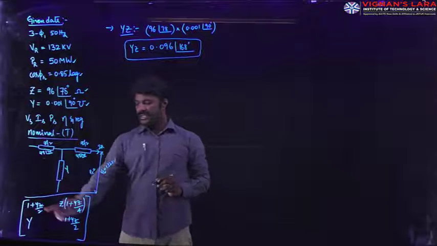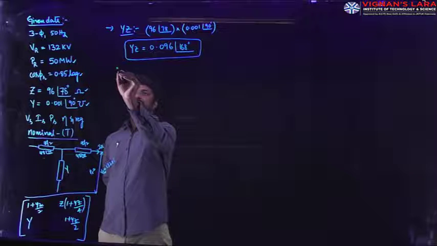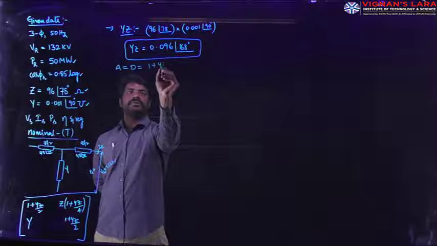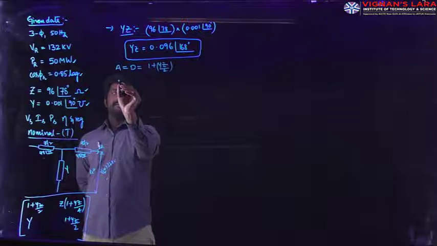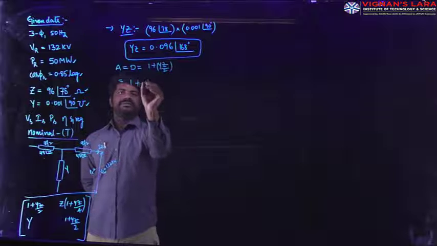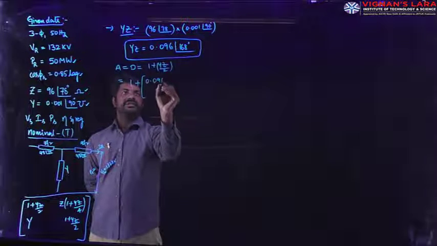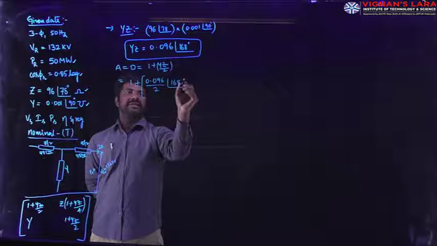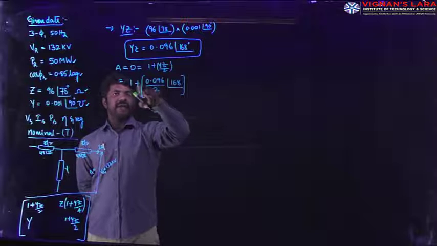So since A is equal to D, I won't bother about the D value. Let me calculate the first two constants, A is equal to D, which is equal to 1 plus YZ by 2. Then which is equal to 1 plus, what is YZ? YZ value is 0.096 at an angle of 168, divided by 2. Okay. Convert this polar to rectangular and add it to the 1.